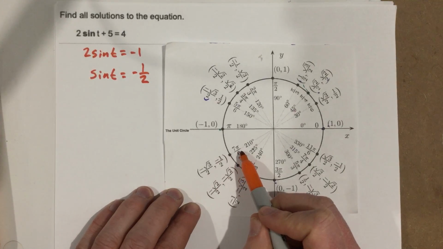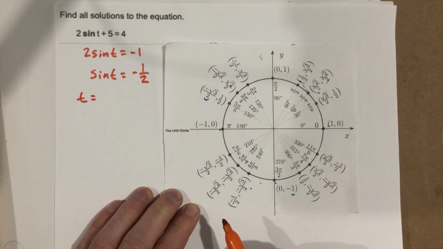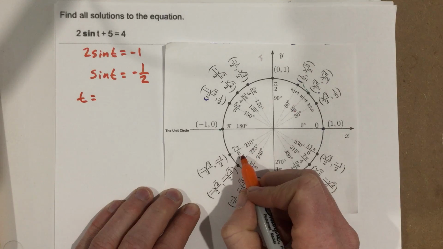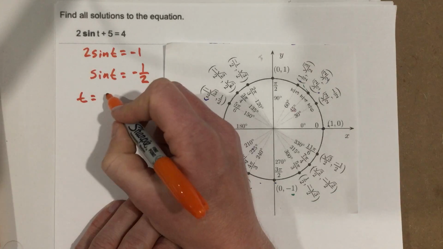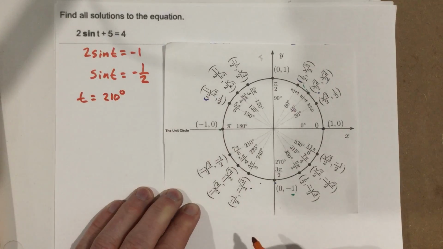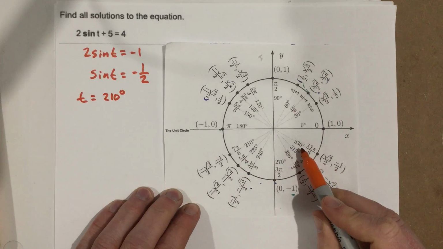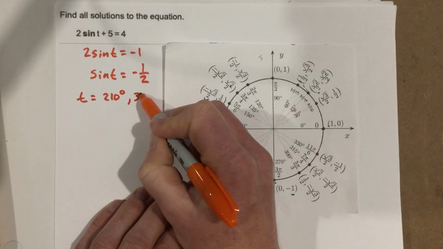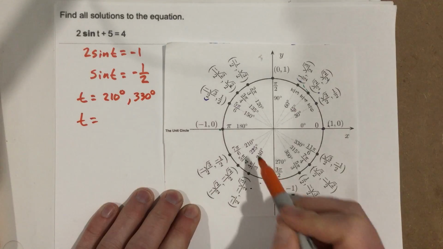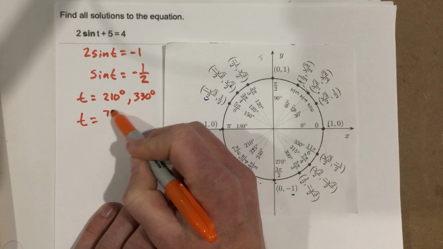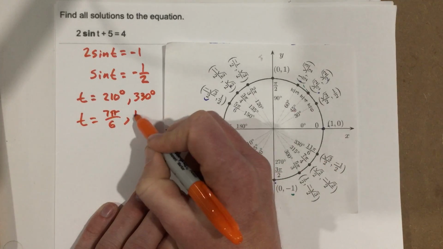So that means that one of our answers is t equals, and I'm not sure if they want it in radians or degrees, but let's go ahead and write it in both. That's fine. So t equals 210 degrees. Let's look for a -1/2 again. We see it here for a y value. It's 330 degrees. And then we can also say that that could be 7 pi over 6 in radians, and then 11 pi over 6 in radians.